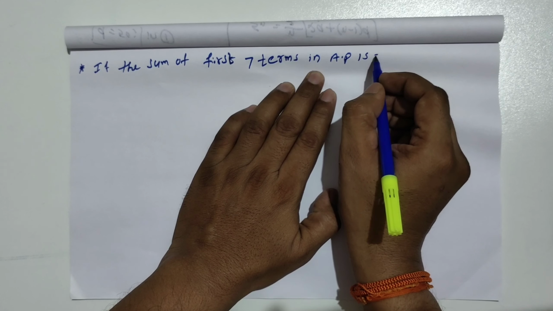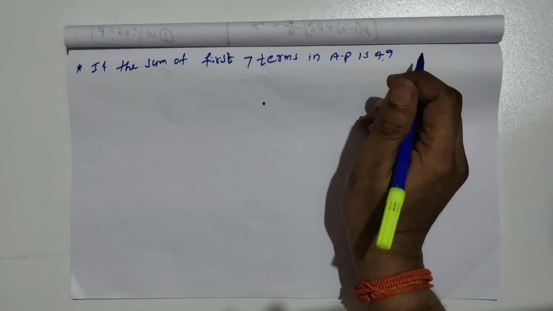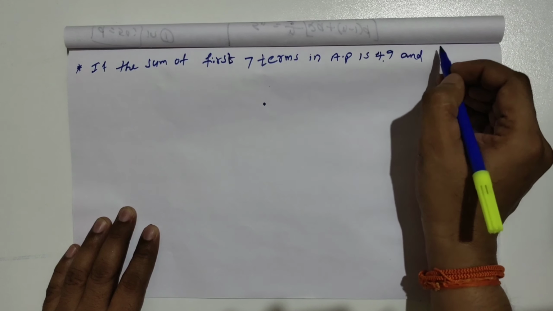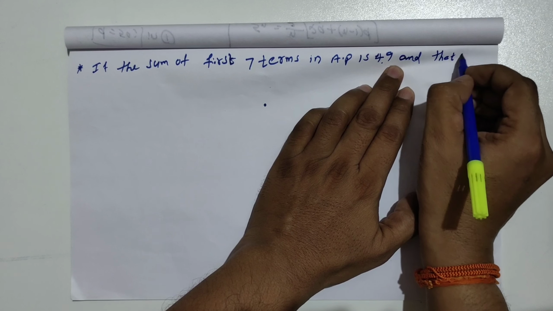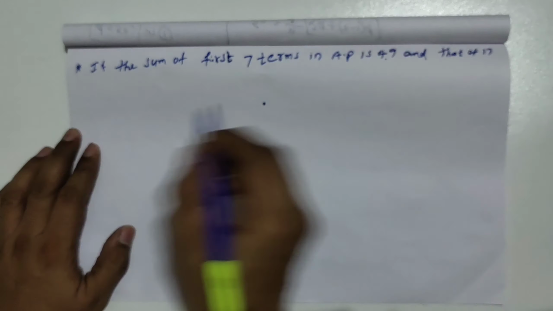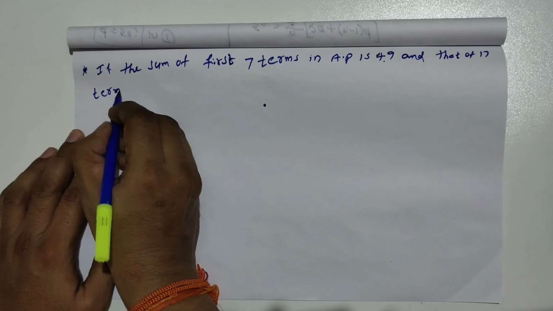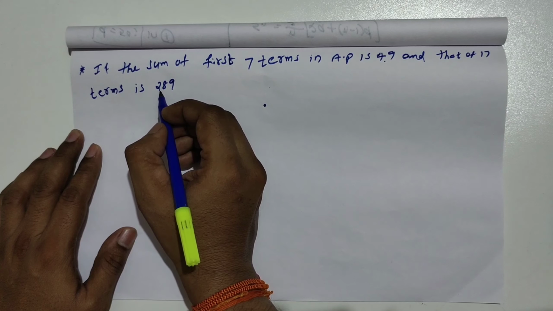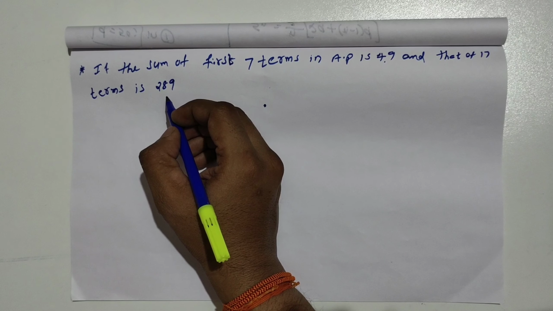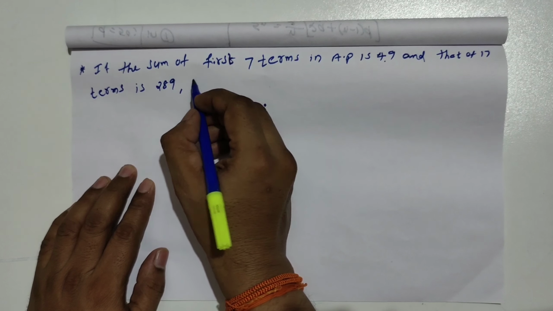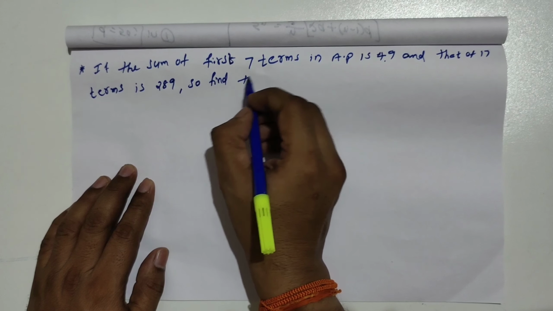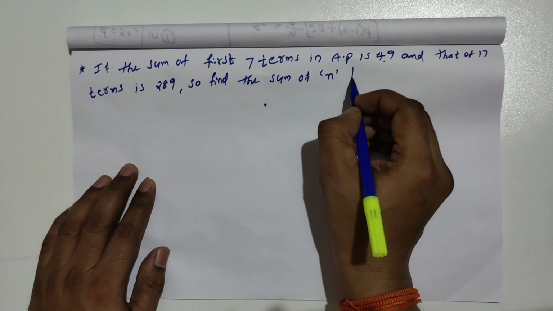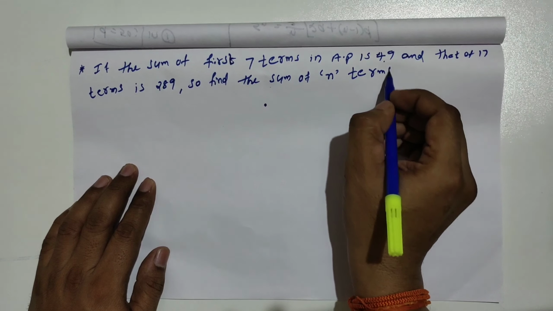Okay, and the next: the sum of 7 terms is 49, and the sum of 17 terms is 289. So find the sum of first n terms.